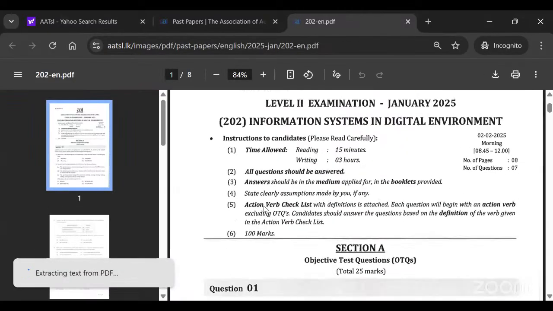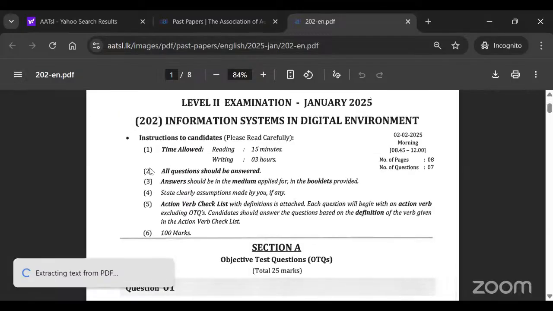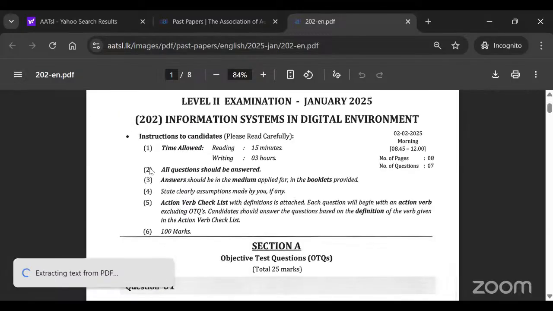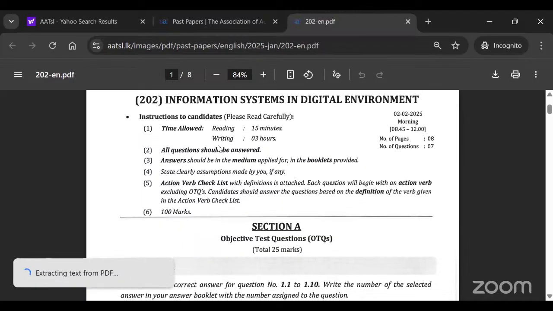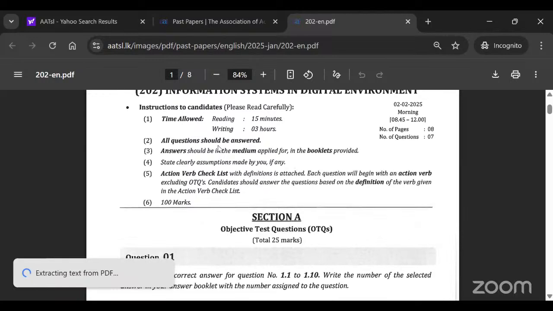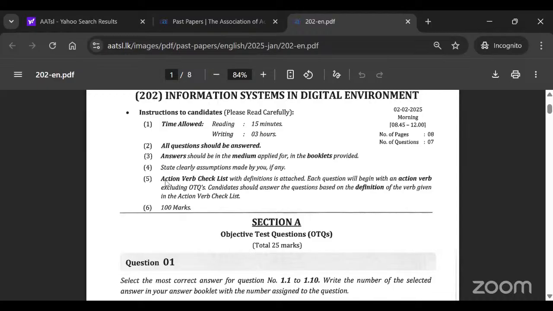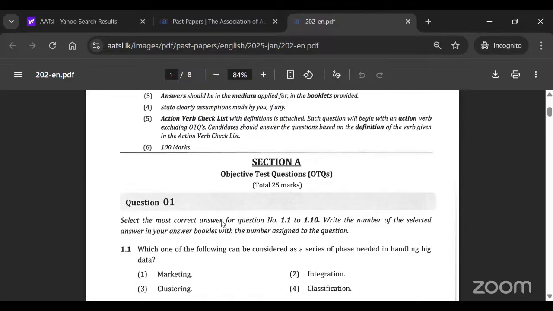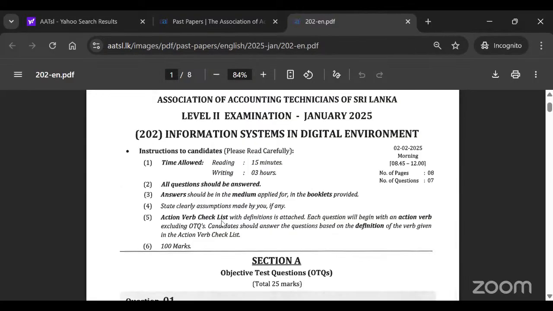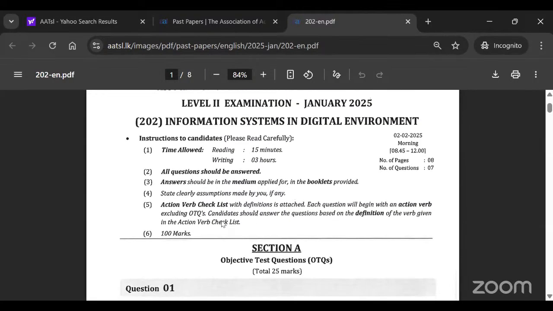Normally the paper structure, right? The paper structure is you have to answer all questions. There is no selection, right? You have to answer all questions, and altogether 3 hours and 15 minutes are allocated for the paper. The action verb list is common for all papers, right? That is the same. Anyway, we'll go through the structure.